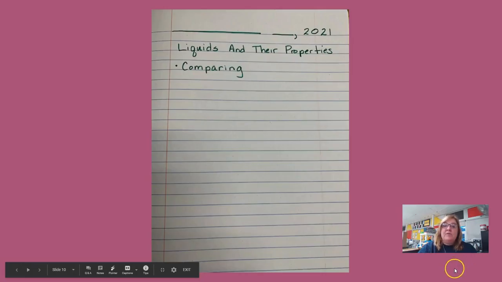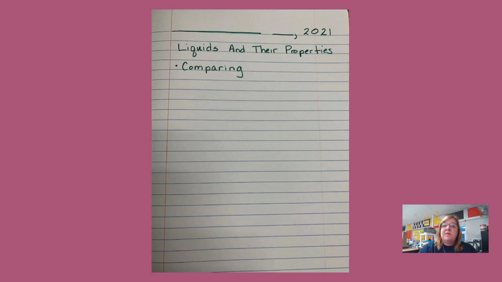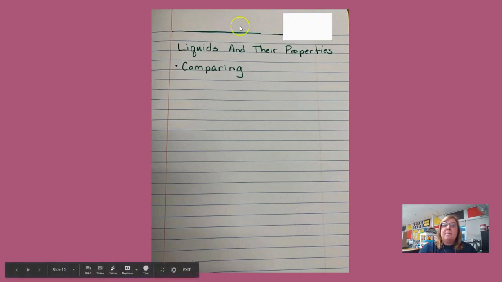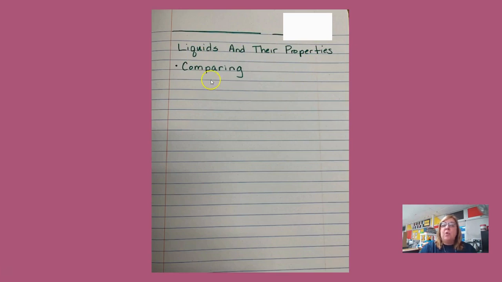I want you to take out your science notebook. Your teacher at this point can pause the video or take their time going through this next slide because I want you to write the month, the day, and our year. And our title is Liquids and Their Properties, and we are going to be comparing. When you compare something, you look for its similarities and its differences. So now would be a good time to pause the video if you need to.